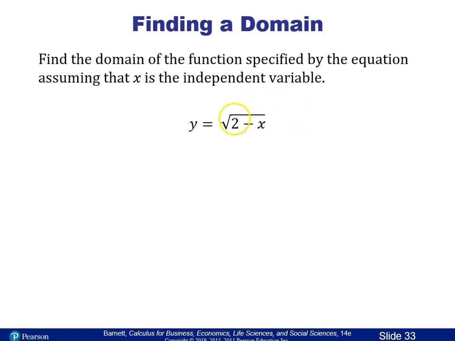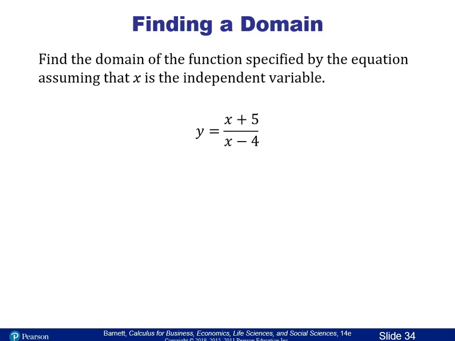Okay, so on this one, because it's a radical, I'm going to take what's underneath the radical and set that greater than or equal to 0. So I'm going to have 2 is greater than or equal to x. So basically anything that's less than or equal to 2 will work in this, which would be -infinity to 2 with a bracket on it. So that would be my domain, from -infinity to 2.